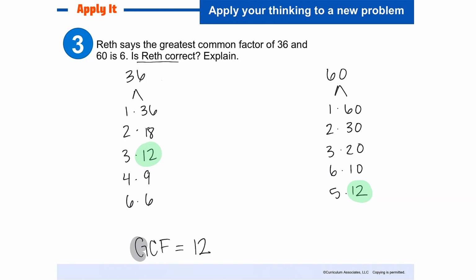So Reth said that 6 is the greatest number. No, it's not the greatest common factor because I can see that if I can have 6 as a factor, I can also have 12 because that's 6 doubled here, right? So yes, 6 is a common factor, but it's not the greatest common factor.